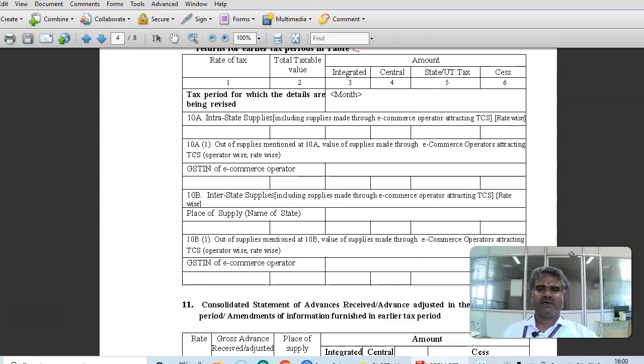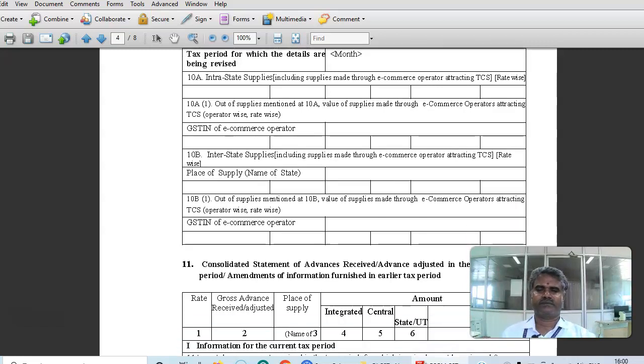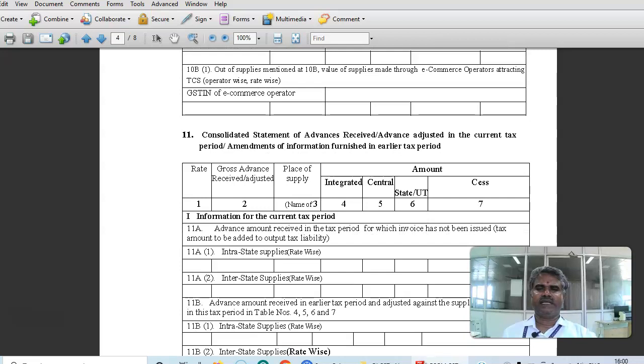So you see, but no problem. When you see whether they are applicable to you or not, you find out whether they are applicable. What all the information is applicable to you, you have to fill. Otherwise you leave it, put nil and submit the return. Then 11, consolidated statement of advances received, advances adjusted. If anything you have, everything should be mentioned here. Usually we pay advance at the time of placing an order. So in this situation, you have to take this one.